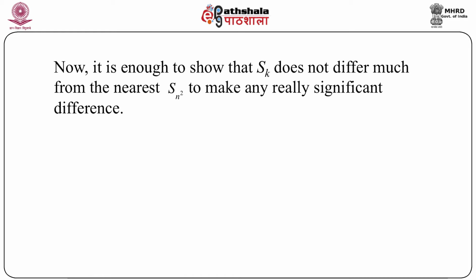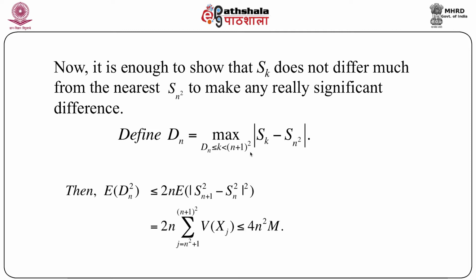Now, it is enough to show that Sk does not differ much from the nearest Sn square to make any really significant difference. So in that case, if Sk and Sn square are very close to each other, then I think the proof will be complete. So in order to prove this, let us define Dn, which is the maximum of modulus of Sk minus Sn square, over n square less than or equal to k less than (n plus 1) whole square.